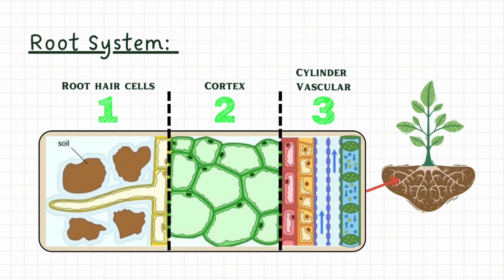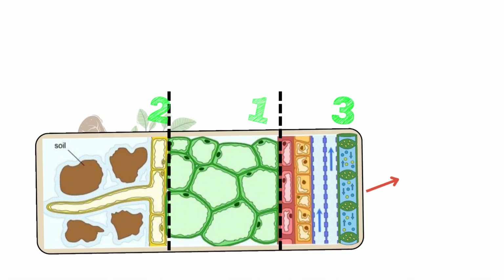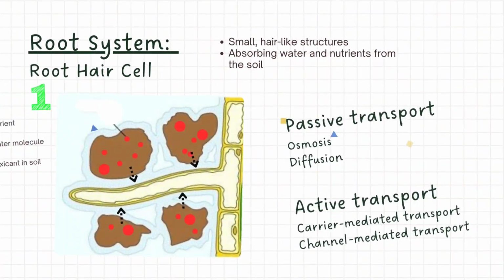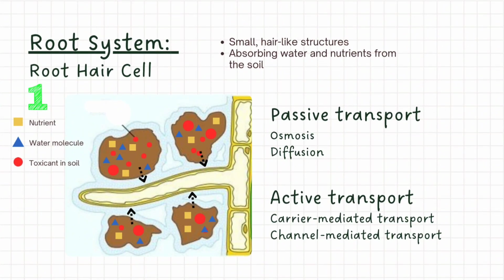The root system. There are three parts of the root system: the root hair cells, the cortex, and the vascular cylinder. The root hair cells are small hair-like structures absorbing water and nutrition from the soil. The nutrition, water molecules, and toxicant in the soil are absorbed by the root hair. Then there are two types of transport. First is passive transport. Examples are osmosis, which is the water molecules, and diffusion, which is the toxicant and the nutrition in the soil. Second is active transport, for a large amount of particles and nutrition.